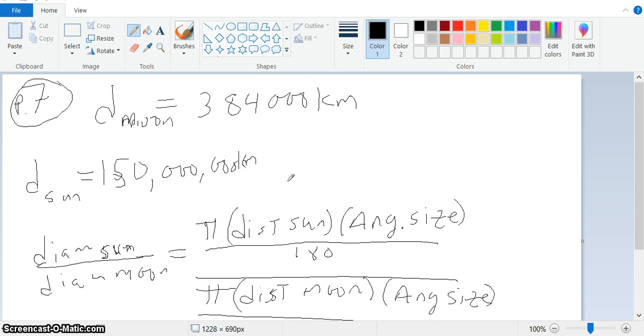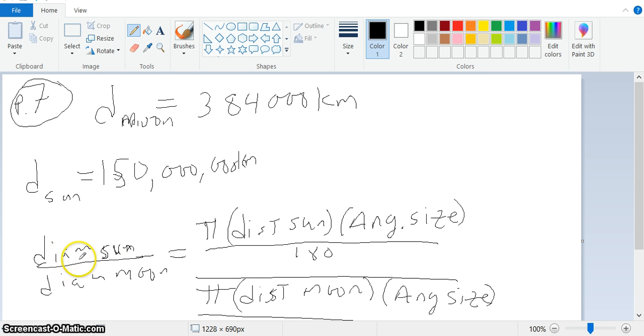So this is the same equation that we used for problem number 6. If you know the distance to the moon, which is 384,000 kilometers, and you know the distance to the sun, which is 150 million kilometers. So to do this problem, you just take the diameter of the sun divided by the diameter of the moon. The problem says if both have the same angular size as seen from the Earth, how many times larger than the moon is the sun?